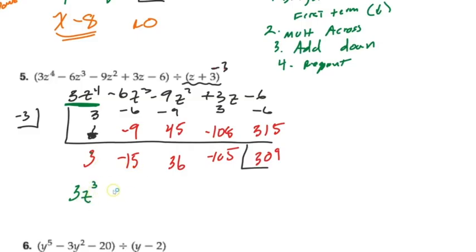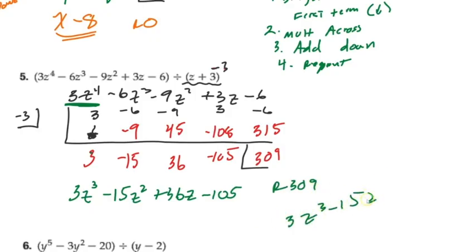That's z cubed. That must be 15z squared. That must be 36z. That must be the constant term. And we have a remainder of 309. Or if you're pro, you can write it as 3z cubed minus 15z squared plus 36z minus 105 plus 309 over what you divided by, z plus 3. Oh, look how cool that looks.